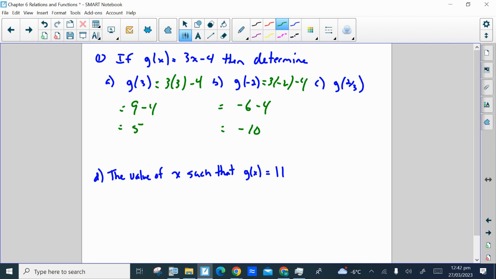And so g(2/3) is asking, what is the value of the function when x equals 2/3? So it'll be 3 times 2/3 minus 4. And you can do this by making the 3 a fraction, because obviously 2/3 is a fraction. When you multiply two fractions together, it's top times top, bottom times bottom. But the 3's will also cancel. Multiplying by 3 and then dividing by 3 changes nothing.